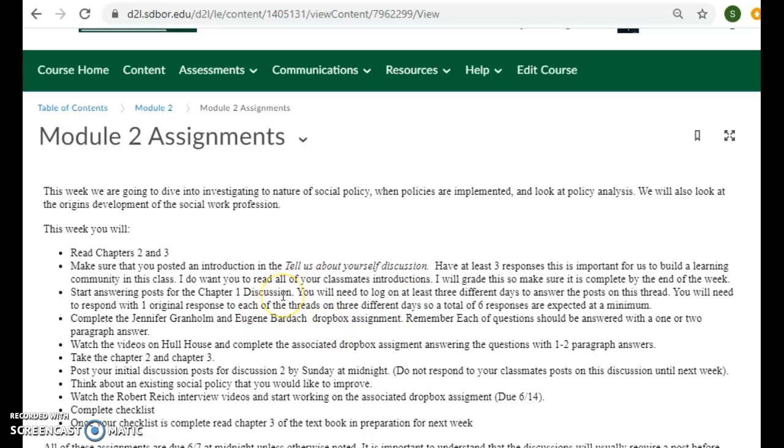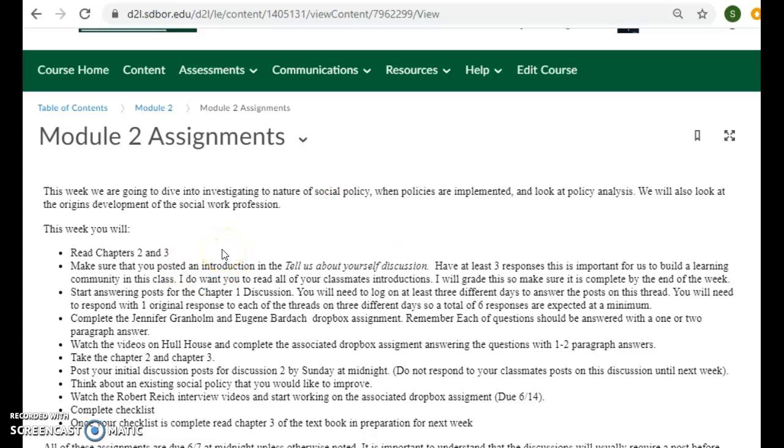So this week we're going to move on to chapters 2 and 3, and that looks into the nature of social policy, looking at how policies are implemented, and looking at policy analysis. We'll also look at how the field of social work really began. So this is a really fascinating section, and one that I like to spend a little more time on than we get. So we'll pull some of these ideas forward with our weaving techniques here with our schooling. So we're going to use discussion boards to do that.